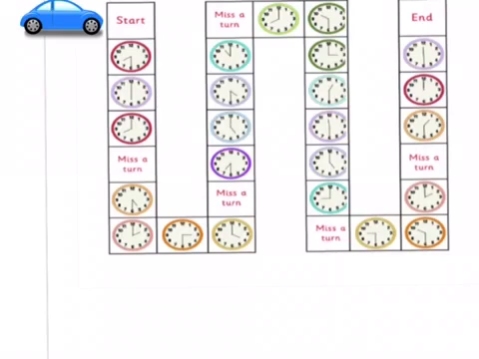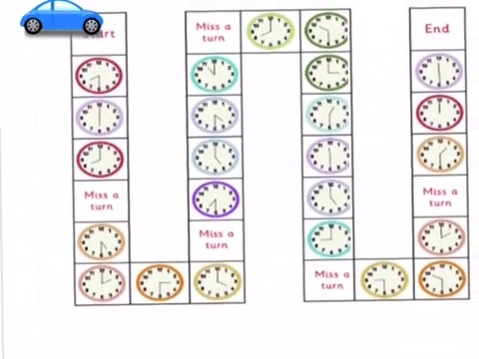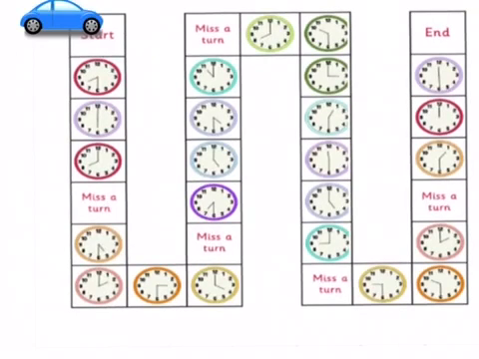Okay, so now we're actually going to start to put some work in our books to show that we know the half past and o'clock on our digital and analogue clock faces. Okay, first things first, I'm going to make this a little bit bigger so we can see those clocks a little more easily. Now, our car's at the start point now, and we're going to move our car down onto each space and we're going to write it in our book really, really neatly.